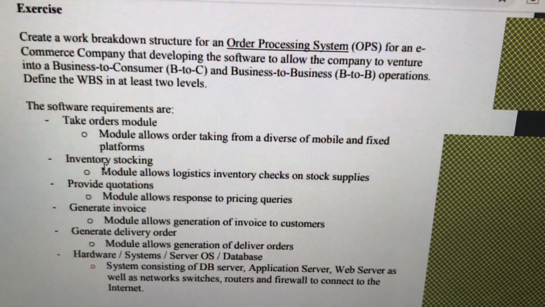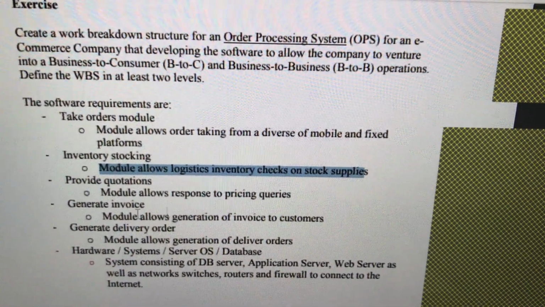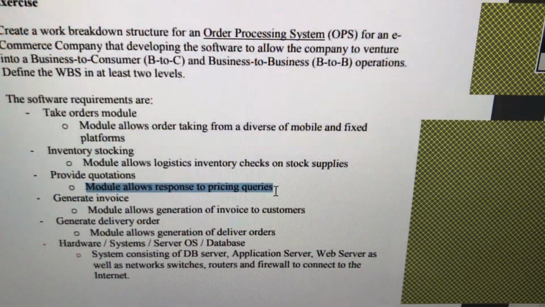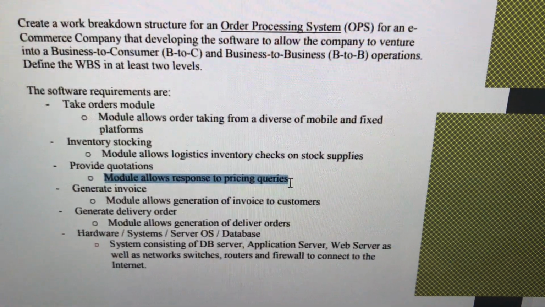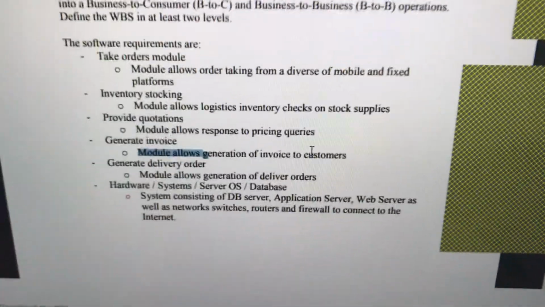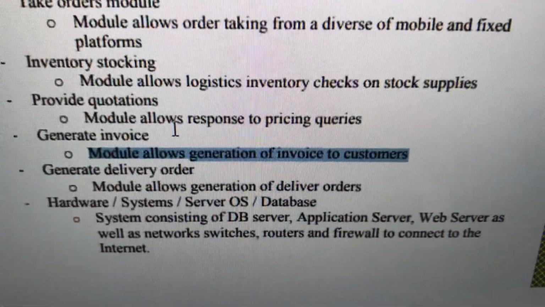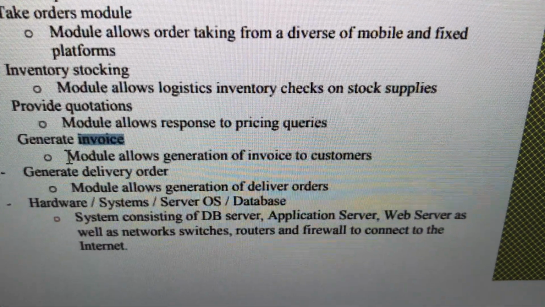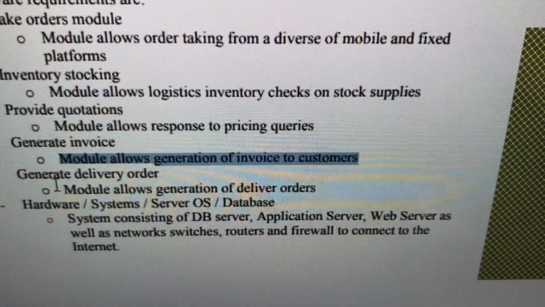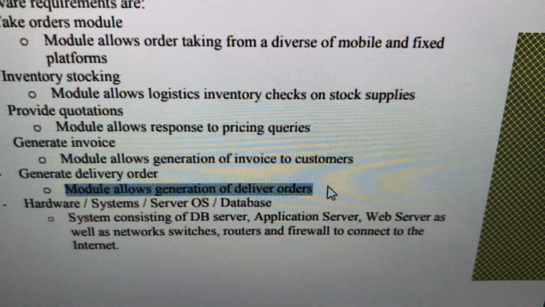Take order module, inventory stocking. The module allows logistics inventory check on stock supplies. Provide quotations. If it's a B2B, someone wants a quotation, then your module must be able to generate a quotation. Once a customer has placed orders and you are shipping the goods to the customer, you are generating an invoice. The module allows generation of invoice to your customers to whom you have shipped the goods. Generate delivery order. So at the time of shipping, you will also put in a delivery order.